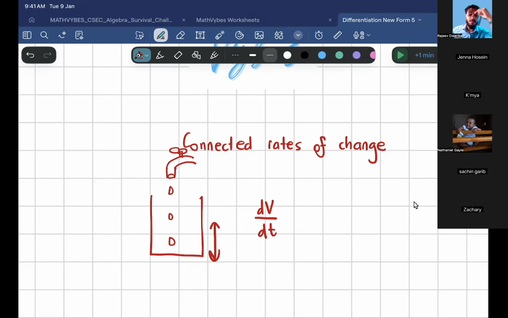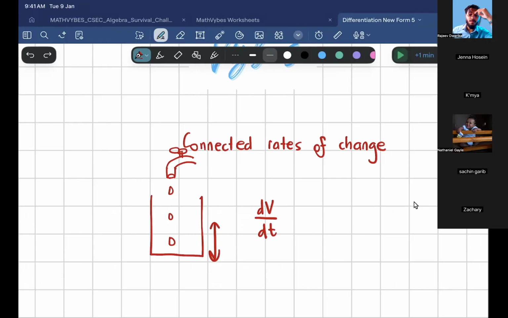Is it the container that the water is coming from, like the pipe? No, we're just considering the cylinder. So the volume of the cylinder is going to change, the water's going to fill up, and other than volume, what's going to increase?